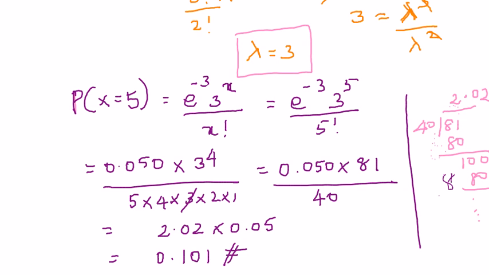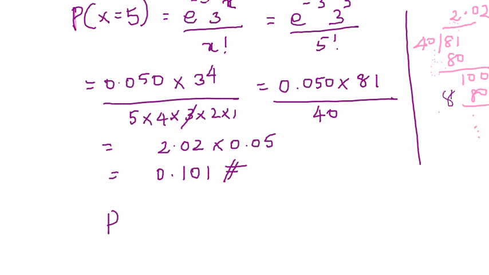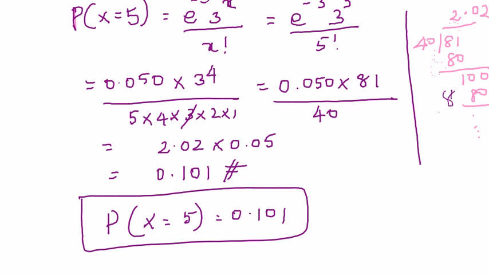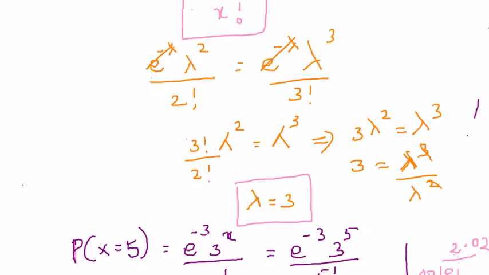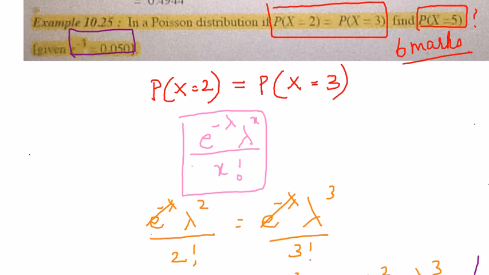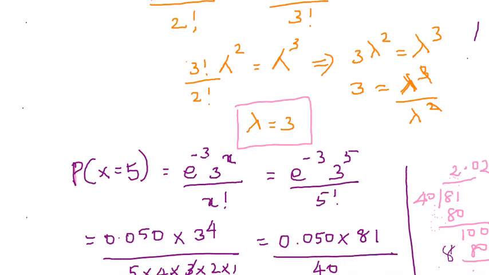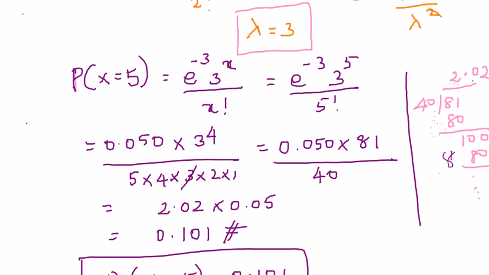So probability that x is equal to 5 is going to be equal to 0.101, and that's your final answer, right? It is a pretty simple sum. So substitute for P of x equal to 2, P of x equal to 3. From there you find lambda, substitute that lambda for P of x equal to 5 and solve the sum.